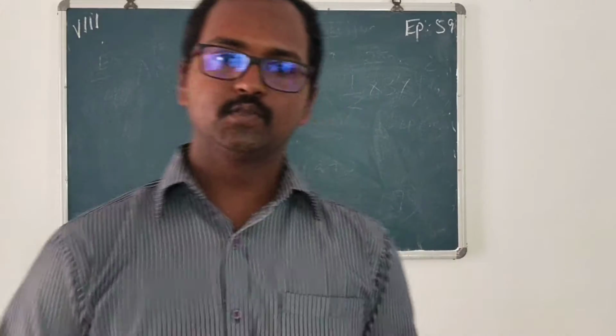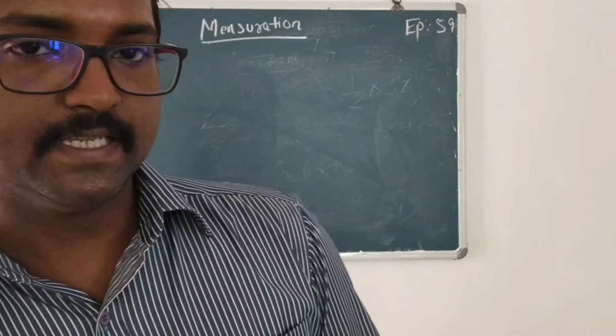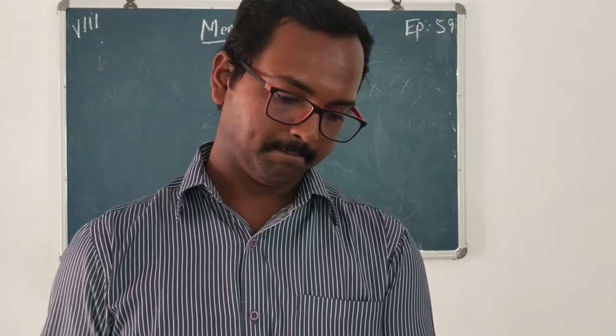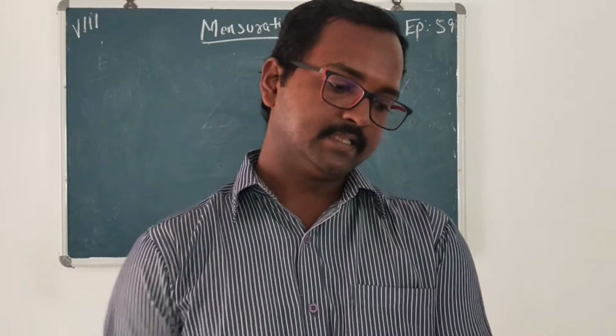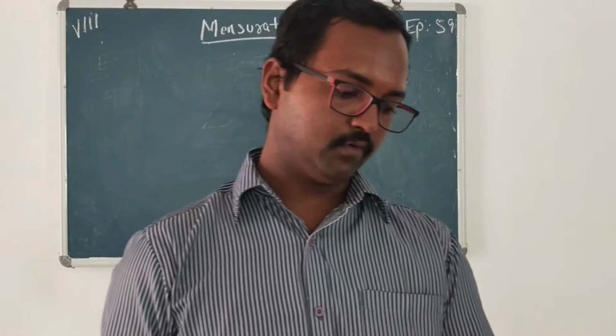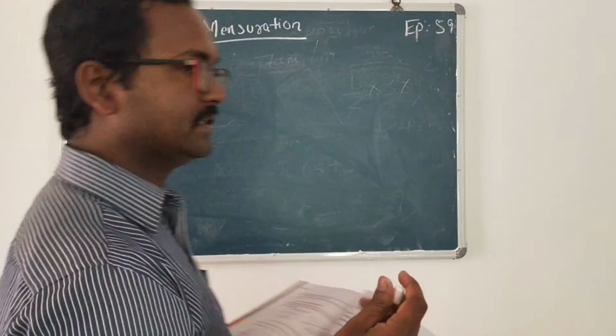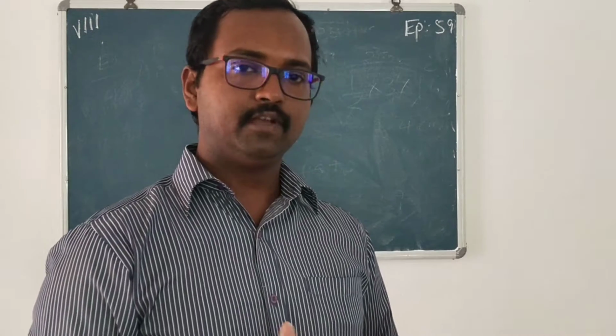Good afternoon, students. So far we have discussed till trapezium, and now we are going to continue from there. So students, let us study how to find the area of a general quadrilateral. A general quadrilateral is any figure with four sides.